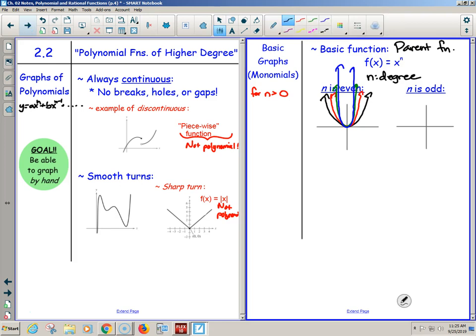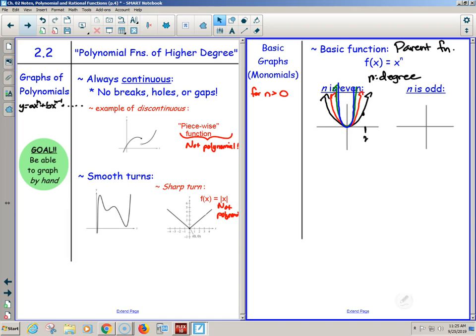If I was to plug, for instance, 2 into x squared, 2 squared is 4. But if I plugged 2 into x cubed, 2 cubed is 8. Wait, we're not even doing cubes, we're doing even powers. That'd be 2 squared is 4, 2 to the 4th is 16, 2 to the 6th would be 64, which would be way up higher, right? So these are getting steeper and steeper, but what do you notice that's similar amongst all of these? They're all kind of parabolic, they're all like the x squared. But what if n is odd?